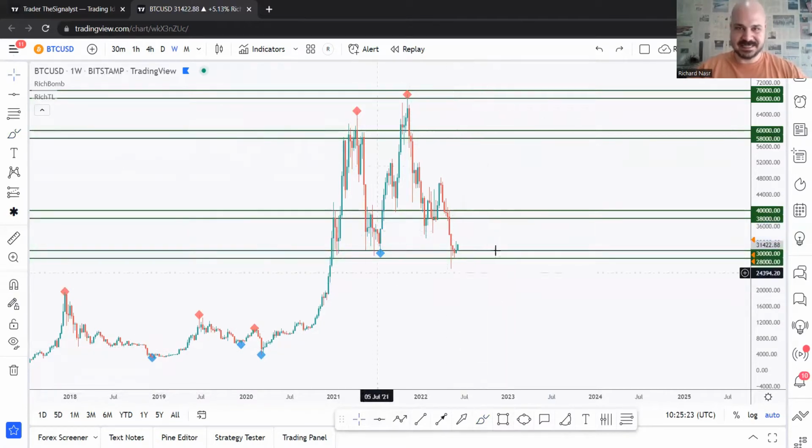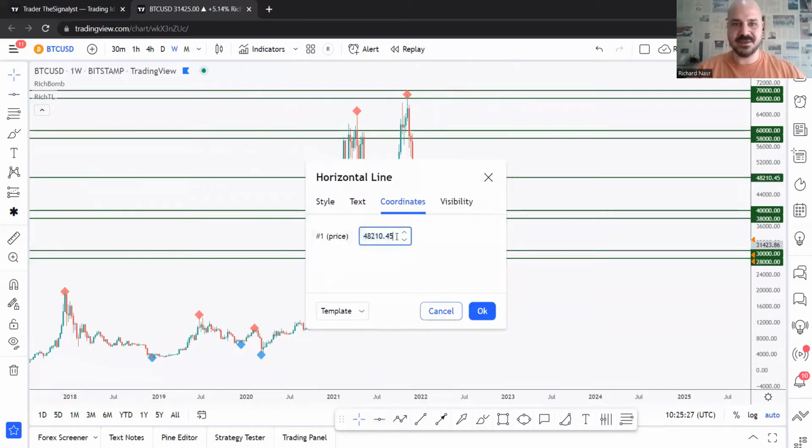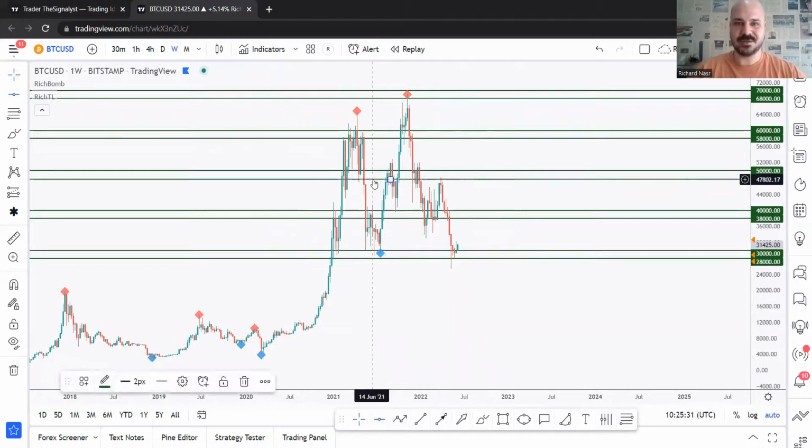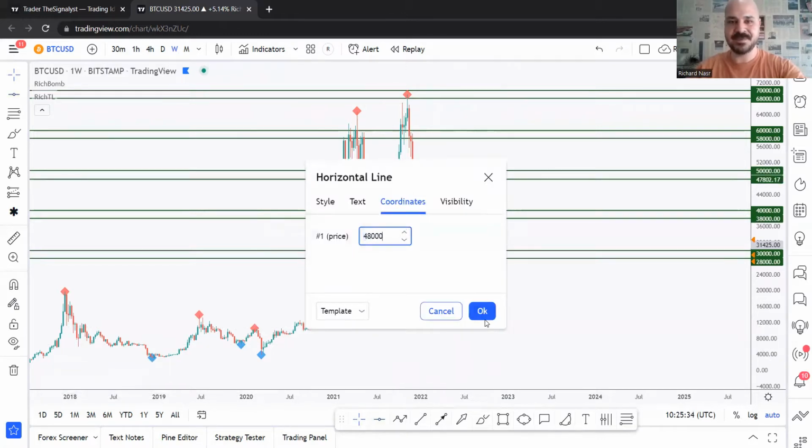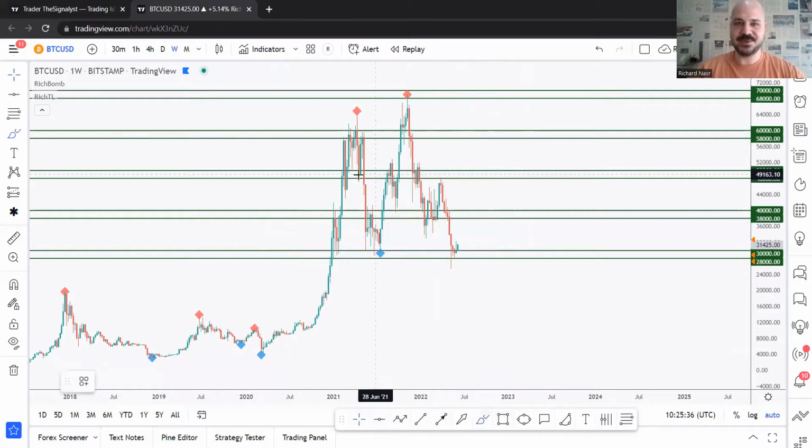Last but not least, inside this big range, we can see we've got the 50K zone, and of course we make an offset for it, the 48K zone. So here we go, support previously multiple times, resistance again and again, right? So this is also a very strong one. And as you can see, these are the only key rejection areas for Bitcoin.